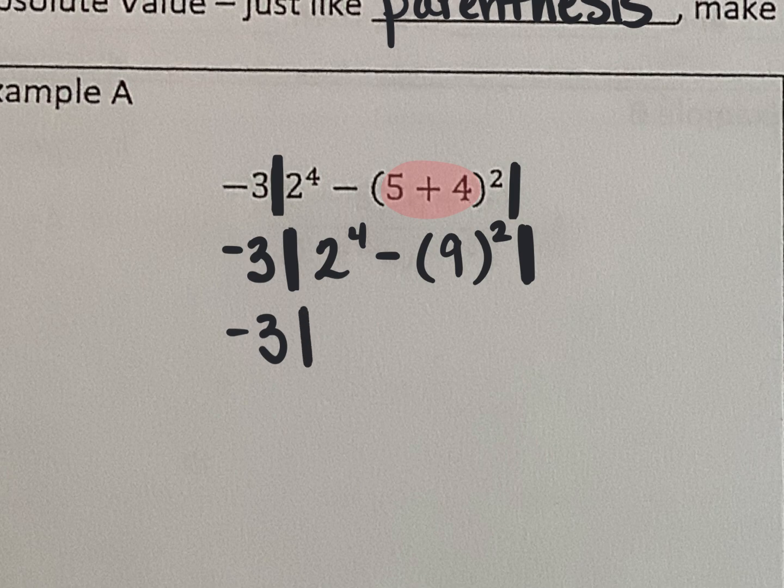Now, still inside absolute value, 2 to the 4th power. So 2 times 2 is 4, so I've got that 4 times. It's 16. 16, okay, good. Minus, and then I have 9 squared. 9 times 9? 81. 81, good.